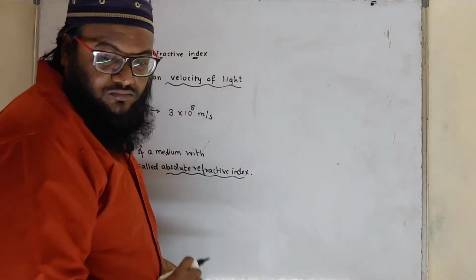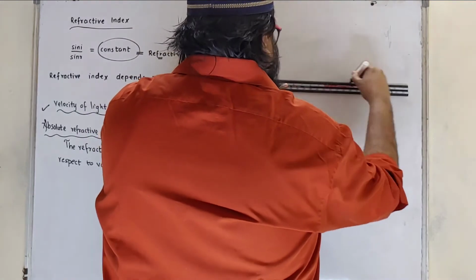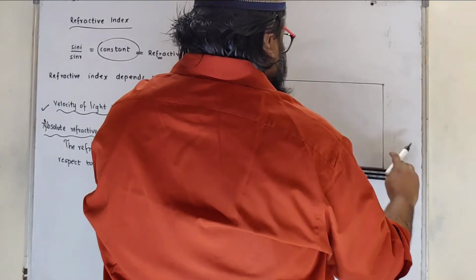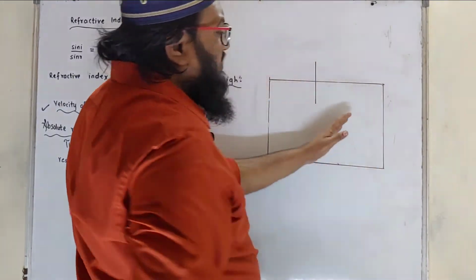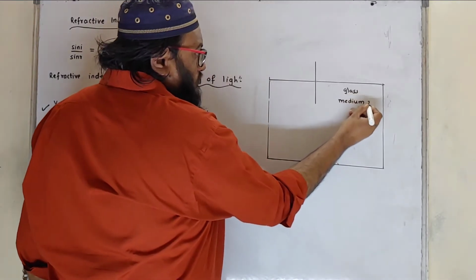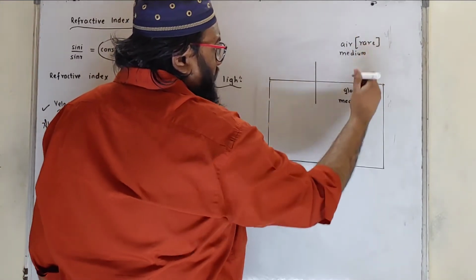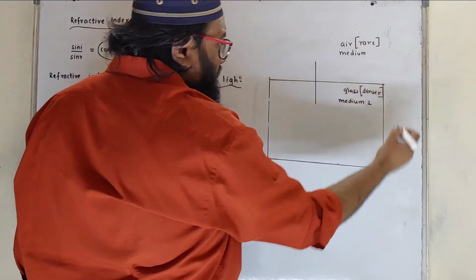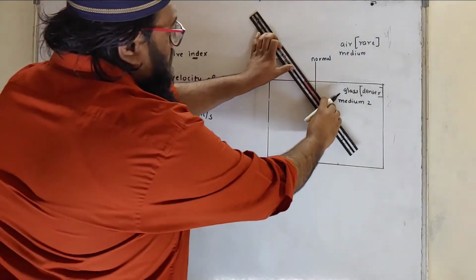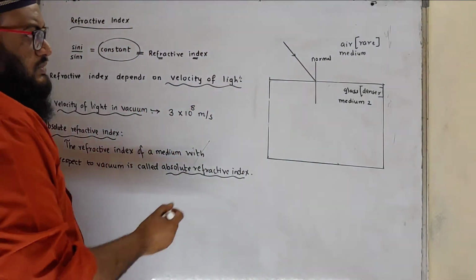Now let us consider, let us draw a normal. This is medium 2. Say for example it is a glass. This glass is the second medium. This is air, medium 1, and we all are aware air is rare medium, whereas glass is denser medium. Now this is the normal. This is the incident ray, and this is the angle of incidence.